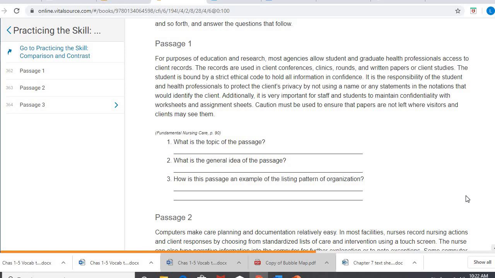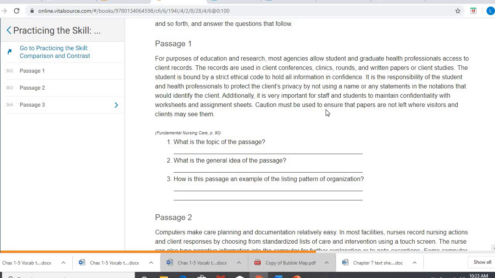Additionally, it is very important for staff and students to maintain confidentiality with worksheets and assignment sheets. Caution must be used to ensure that papers are not left where visitors and clients may see them. So this one's to know, we're answering question 3, how do we know that this is a listing pattern? Because they're kind of listing these ways to keep records confidential.